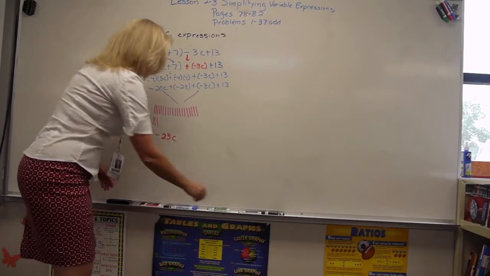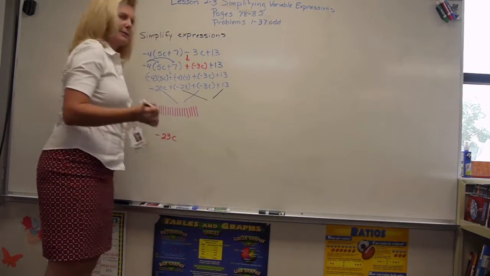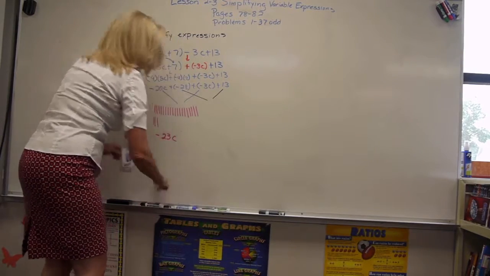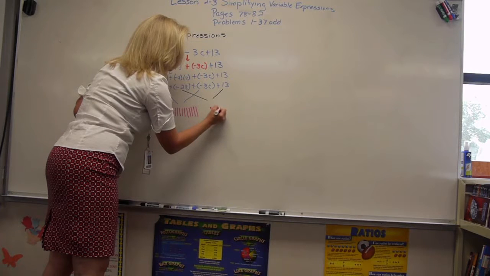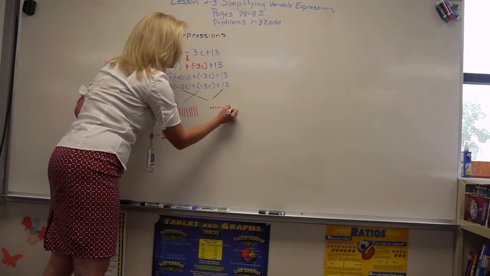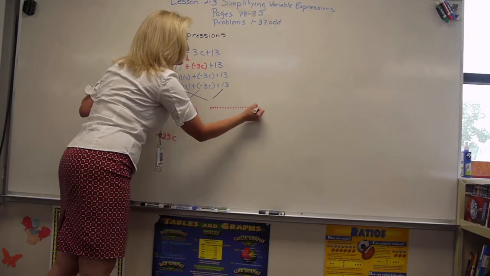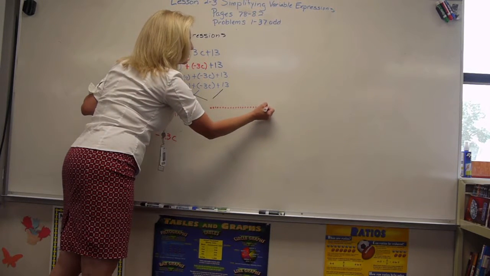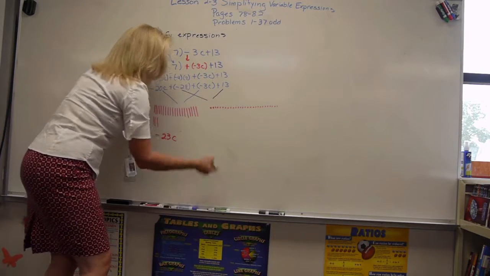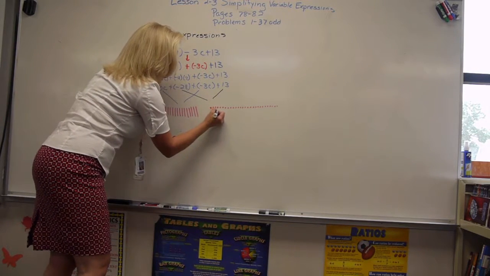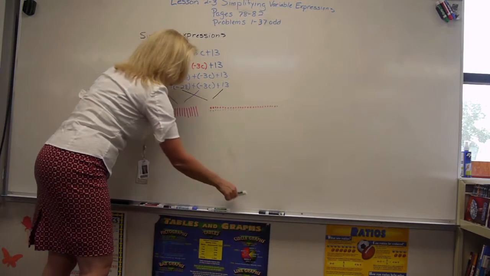So now I want to pull my constants together. So I have a negative 28 and a positive 13. Well, my negative 28 is going to look like the dots. 1, 2, 3, and so on up to 28. Then I have a positive 13. 1, 2, 3, up to 13.